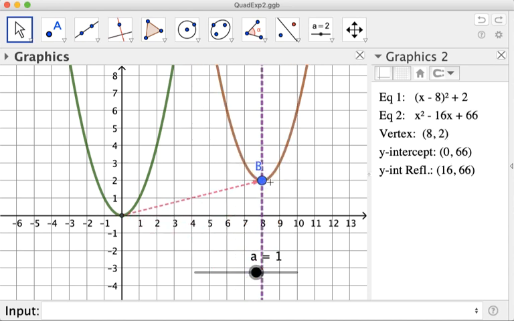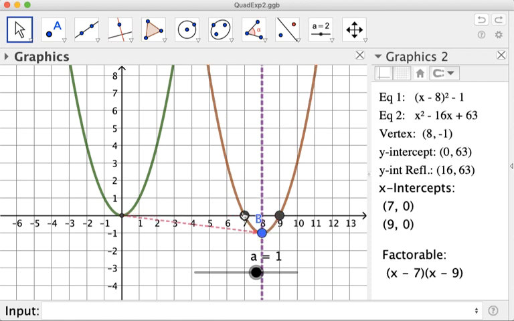Notice that as we have moved the vertex around, the vertex form has changed in ways that make it clear what the new vertex is. The standard form has changed, and it's a little harder to tell immediately what the value of the vertex is. We'll look at a little bit at how you can determine that later. And notice as well that, again, we don't have a factored form unless we're getting x-intercepts at integer values.